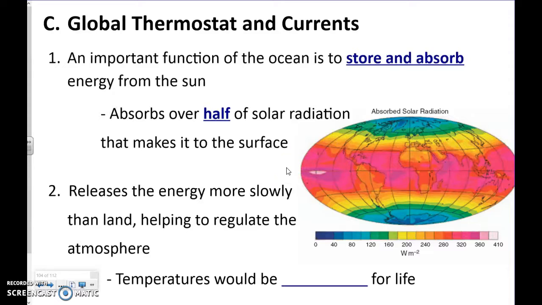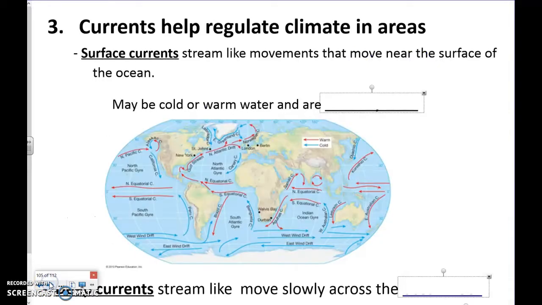It releases that heat slowly. So the ocean releases the energy more slowly than land, helping to regulate the atmosphere. It can hold on to the heat and transfer that heat to colder regions, where if we didn't have that heat from the water, it'd actually be too extreme for life. So this is sort of a picture of what it would look like without our oceans, but since we have our oceans, we get to do a lot of cool things, and that has to do with the currents.